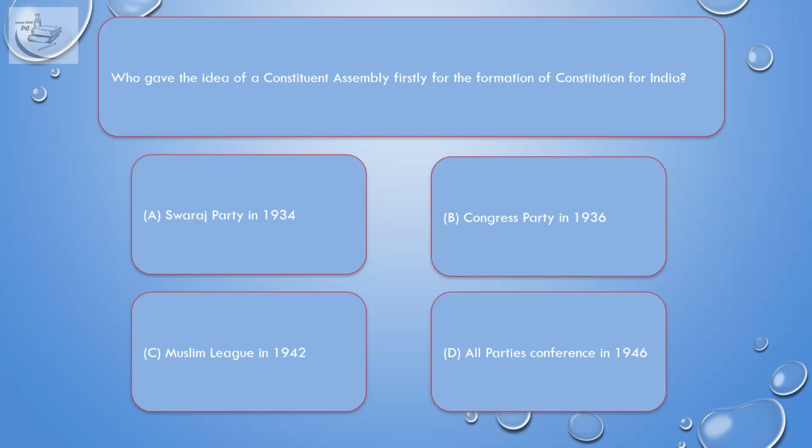Question: who gave the idea of a constituent assembly firstly for the formation of constitution for India? A. Swaraj Party in 1934, B. Congress Party in 1936, C. Muslim League in 1942, D. All Parties Conference in 1946. Correct answer is A. Swaraj Party in 1934.